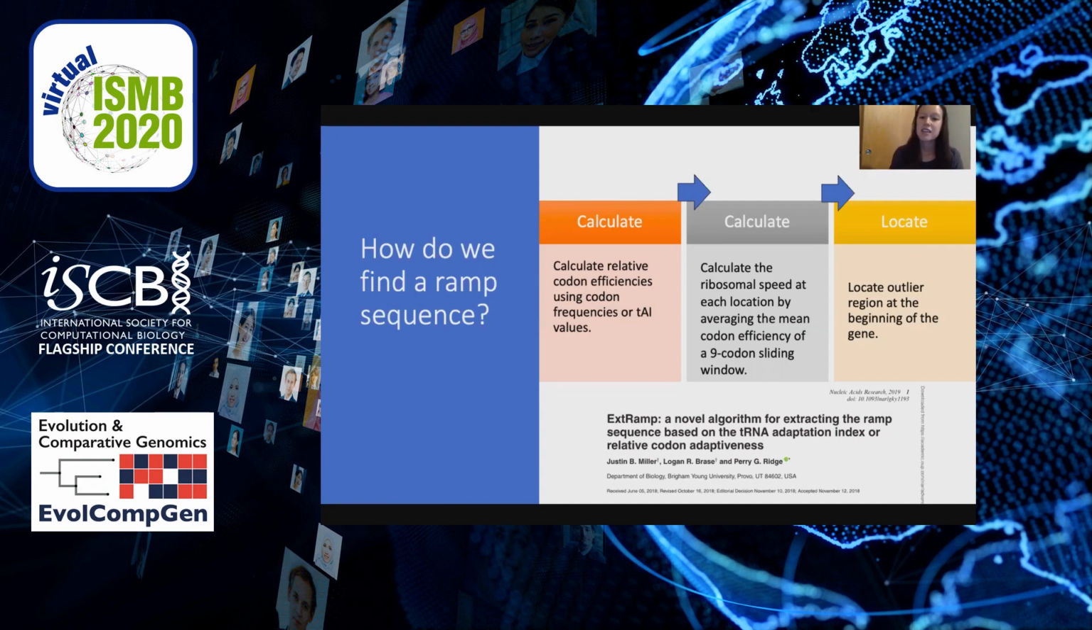It then calculates the ribosomal speed at each location in the gene by averaging the mean codon efficiency of a 9-codon sliding window. And we use a 9-codon sliding window as the estimate for the length of the ribosome. This step results in an estimate for gene translation throughout the entire sequence. The third step is to locate any outlier region that might exist at the beginning of the gene where translation happens more slowly.